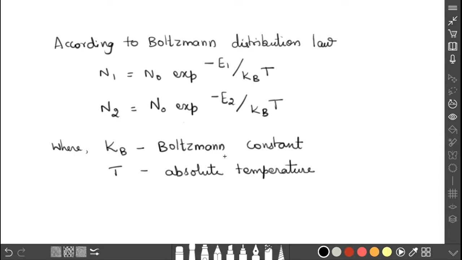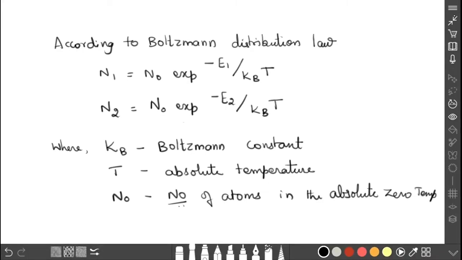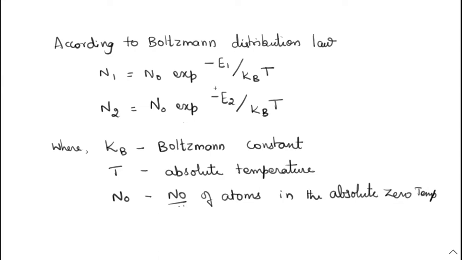Okay, and then N0. So N0 is the number of atoms at absolute zero temperature. Okay, so now you have an idea about these two equations. So what we have to find out? The ratio of N1 by N2. Okay, so now the ratio of population, what is that? N1 divided by N2.